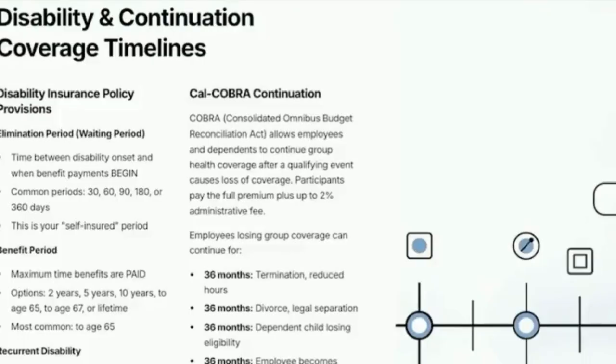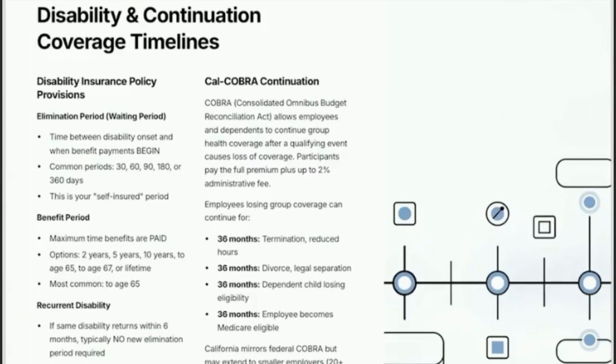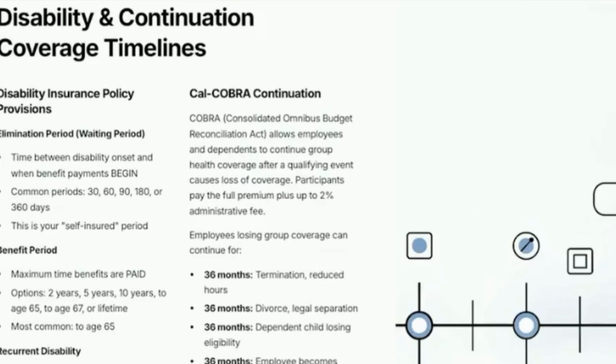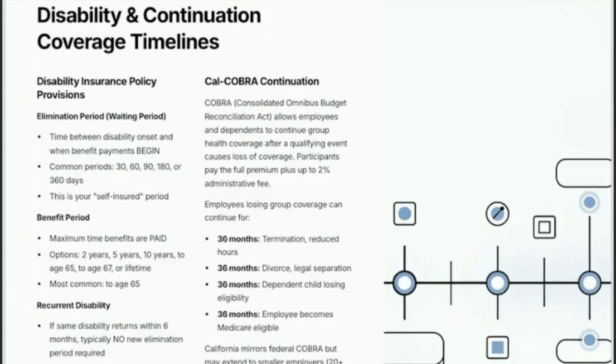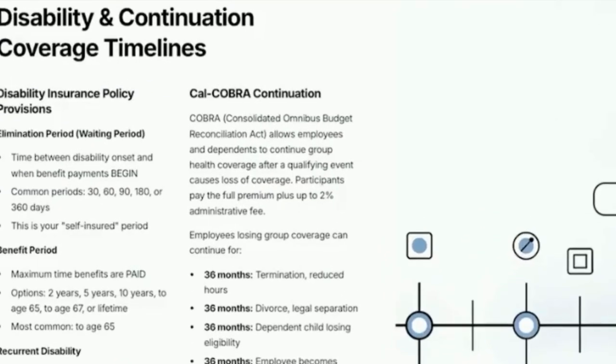All right, moving on to disability and coverage timelines and CalCOBRA. Not going to go over disability policies too much. You're going to want to go over that in some of our other video lessons or within your course to go over how disability policy works. But make sure that you do understand the elimination period, which is the waiting period, versus the benefit period, as well as recurrent disability. So if the same disability returns within 6 months, there's typically no new elimination period. These are going to kind of be policy specific. So again, go over those in the disability section.